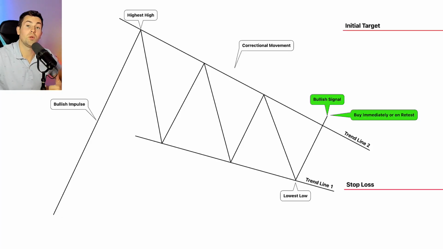Our bullish signal will be a violation, a breakout of the resistance of the wedge, and a candle close above that. Then we buy the market aggressively, or on a retest of a broken trend line, and we anticipate a bullish movement at least to the highest high of the wedge with the stop loss lying below the lowest low of the wedge.